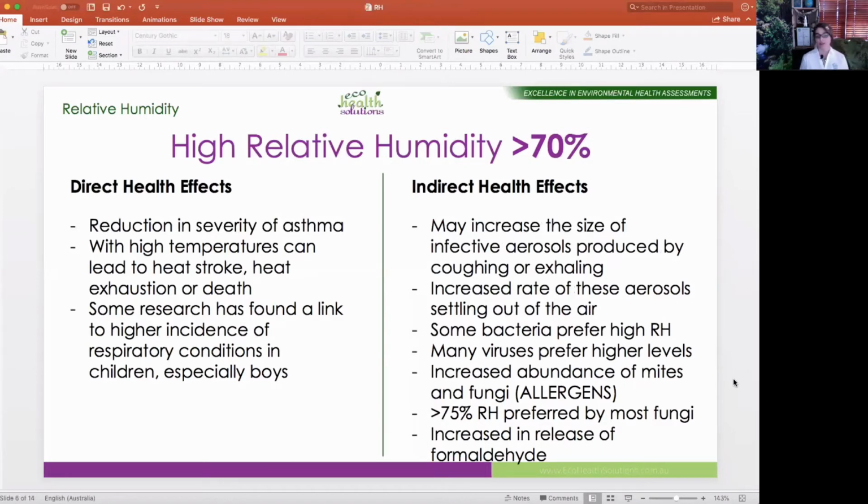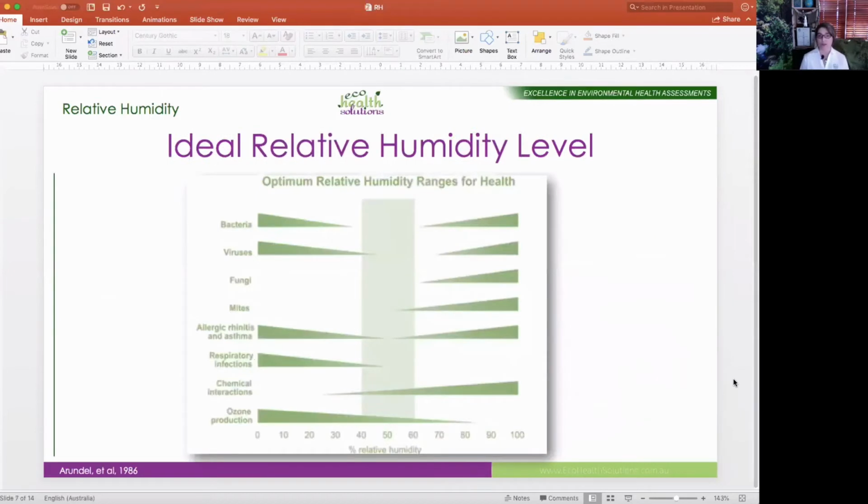At above 75% relative humidity, most fungi are really happy. They prefer this level. And there is also an increased release of formaldehyde from different materials. Excuse the traffic noises outside.